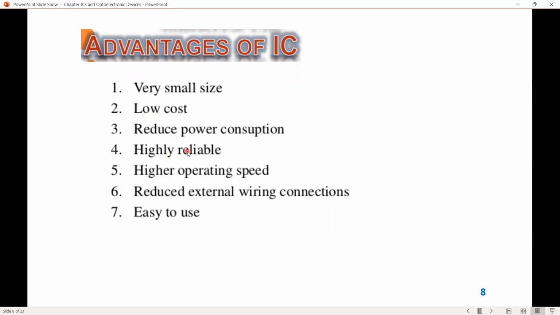Highly reliable, high operating speed, the speed of operation is very fast. Reduced external wiring connections, because internally the components are connected. Easy to use, just connect and use it. These are the advantages. So questions may come. We can ask which one of the following is an advantage, which is not an advantage. So this information is important.